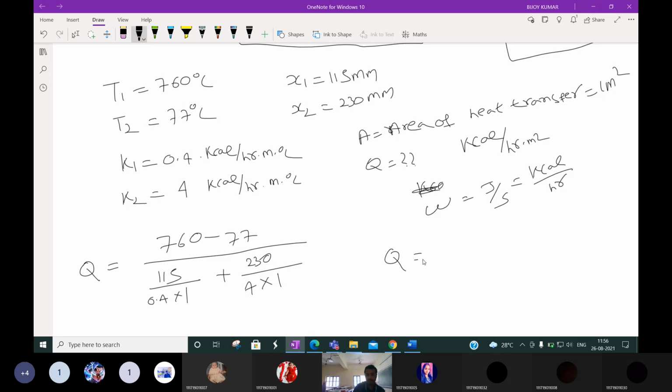Okay, let me write. The Q value we have to calculate. The temperatures are 760 degrees Celsius and 77 degrees Celsius. The unit is kilocalorie per hour. The next thickness, 150, is in mm. The area, sir.